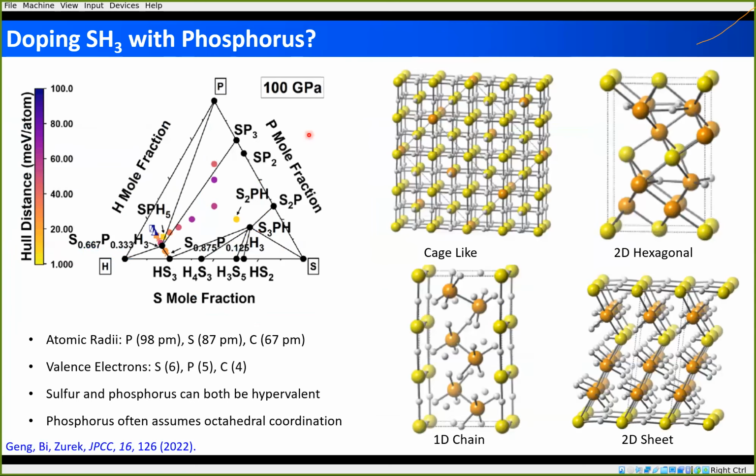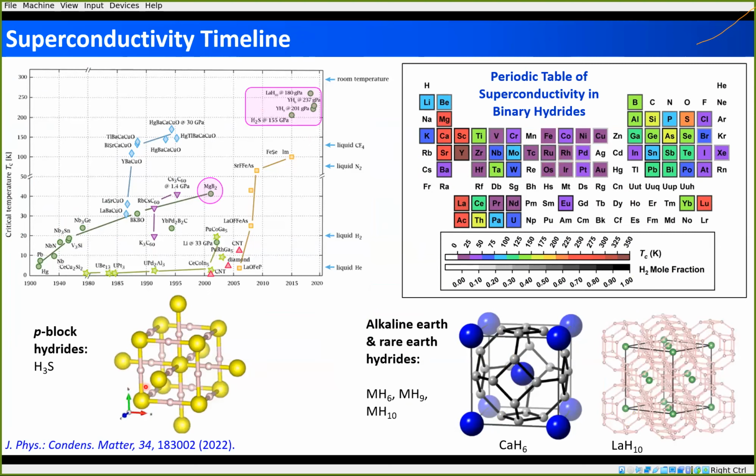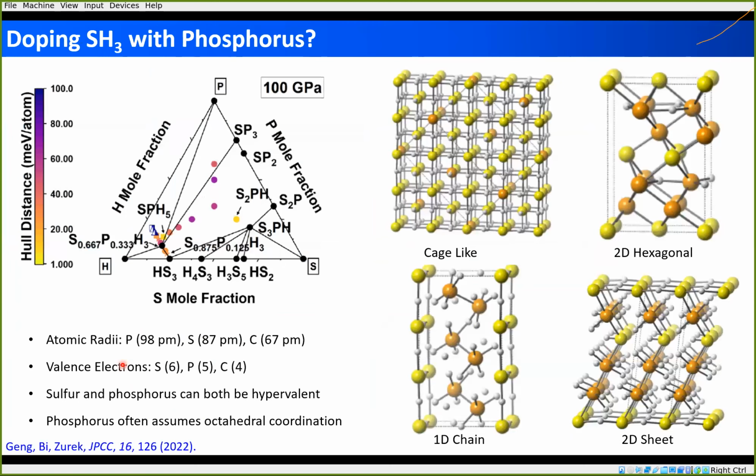Okay, so here are some examples. As I've noted, H3S is a nice high temperature superconductor. So now we need to increase the complexity of the systems that we study, and we're turning to ternaries. So one idea would be to dope something into the H3S, and an example could be phosphorus.